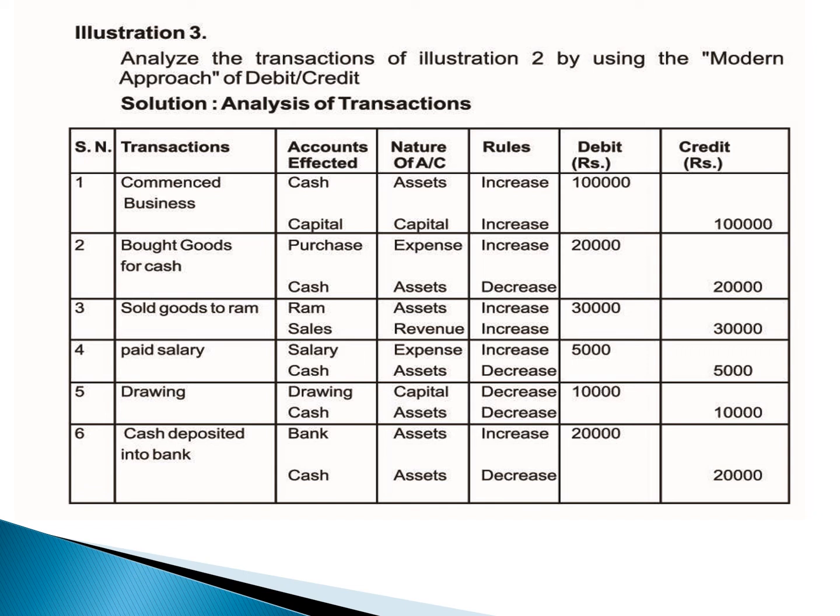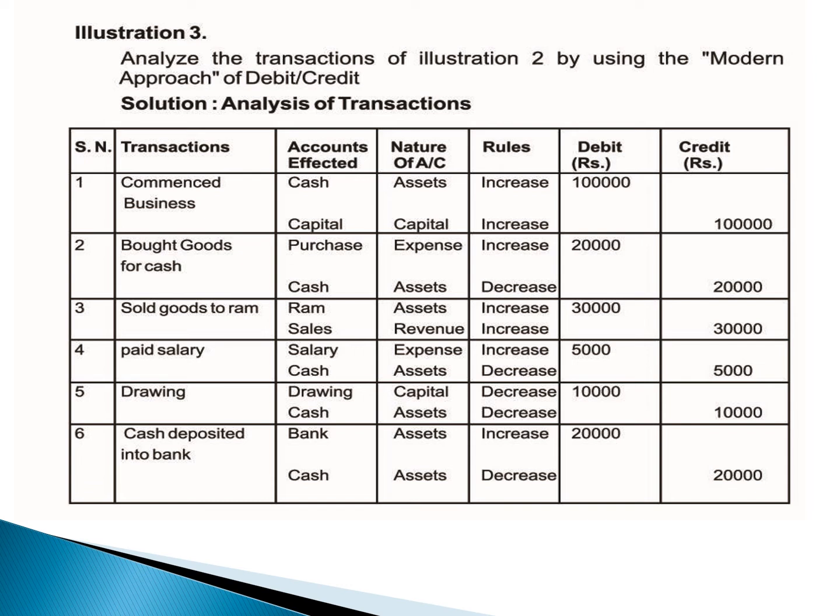Here we have the third illustration, where we are going to analyze the same transactions which were given in illustration 2 using the modern approach of debit and credit. The first transaction is commenced business. Accounts affected are cash and capital. Cash comes under assets and capital comes under capital itself. When assets increase, it has to be debited, so cash is debited here. When capital increases, it has to be credited, so capital is credited here.